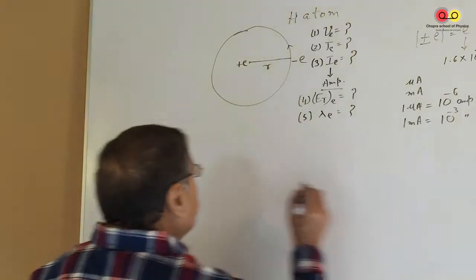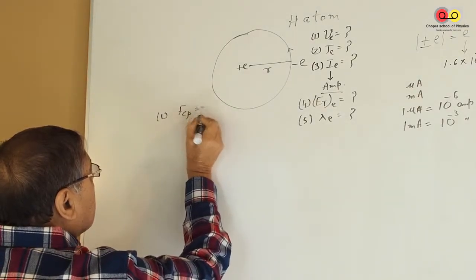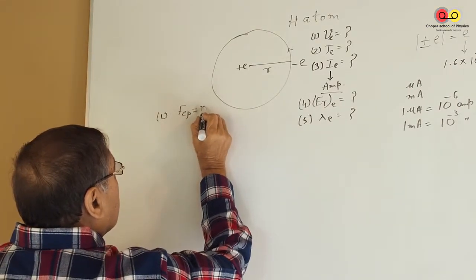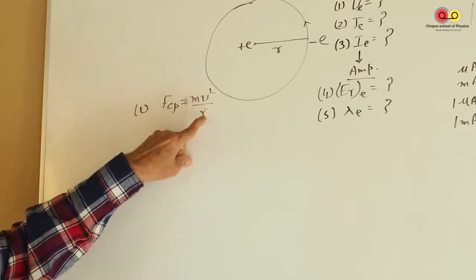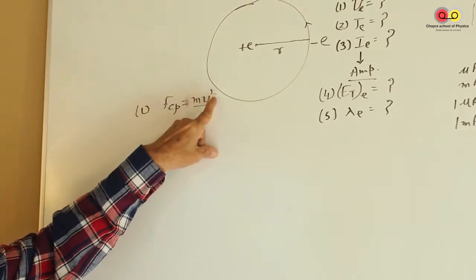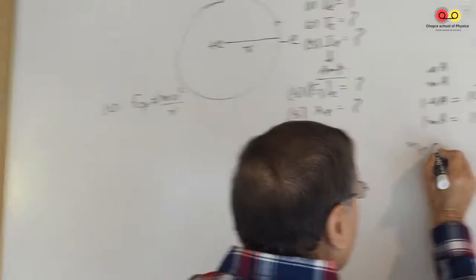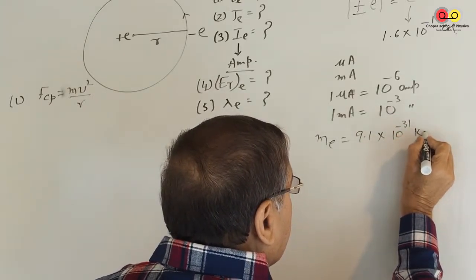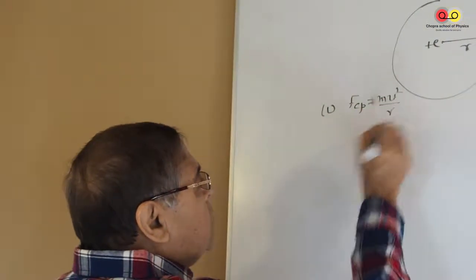So what is concept number 1? The concept number 1 we must know is FCP. FCP means centripetal force, and the formula of centripetal force is mv square over r, where r is the radius of the orbit, m is the mass of the electron, and v is the speed. You will remember the mass of an electron is normally 9.1 × 10 to the power minus 31 kilograms. This is the value of the mass of the electron. Centripetal force is to be adopted.